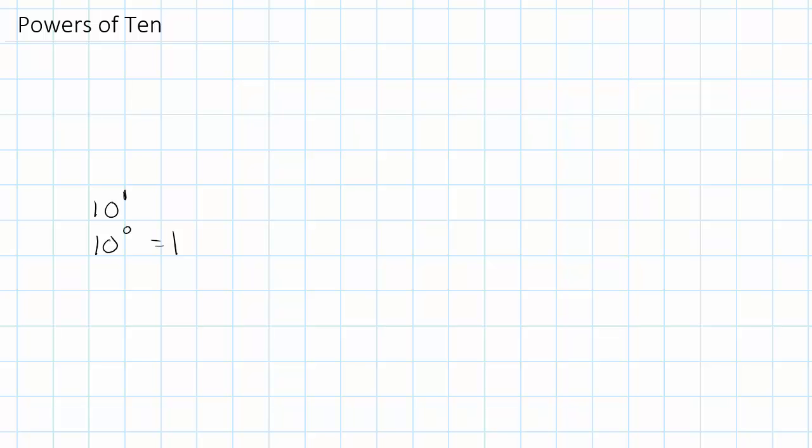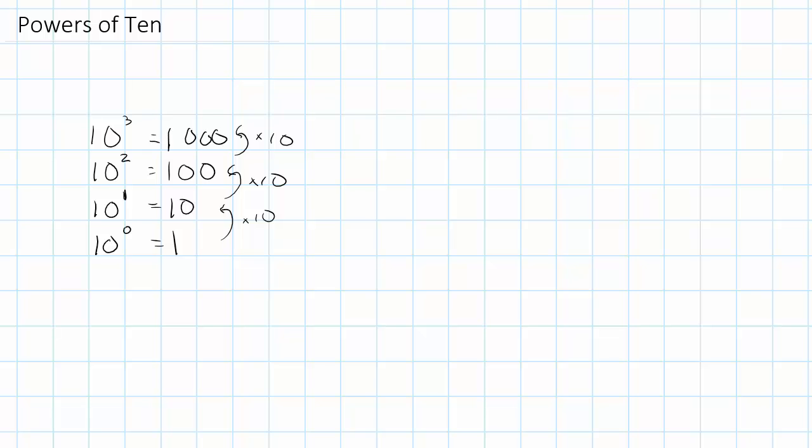10 to the first power, right? As the power goes up, we're going to want to multiply by 10. So 1 times 10 is 10. 10 squared, multiply by 10 again. 10 times 10 is 100. 10 to the third, we'll want to multiply by 10 yet again. That's going to be 1,000.